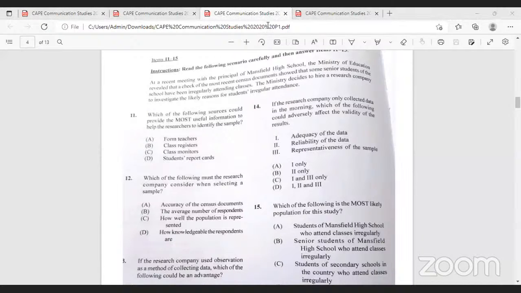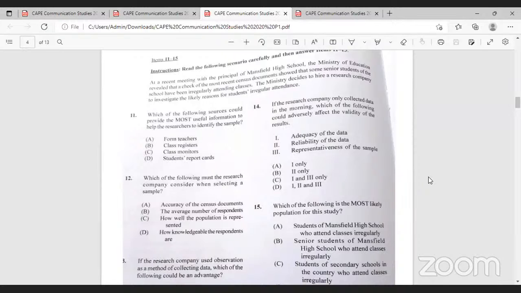Some person said D, some person said C. So the answer is D, it's all of them, right? Because it's adequacy. If persons come late, then the morning thing is going to miss them. And then if it affects one, it has to affect the other two because it's not reliable and it's not going to be representative. Right?